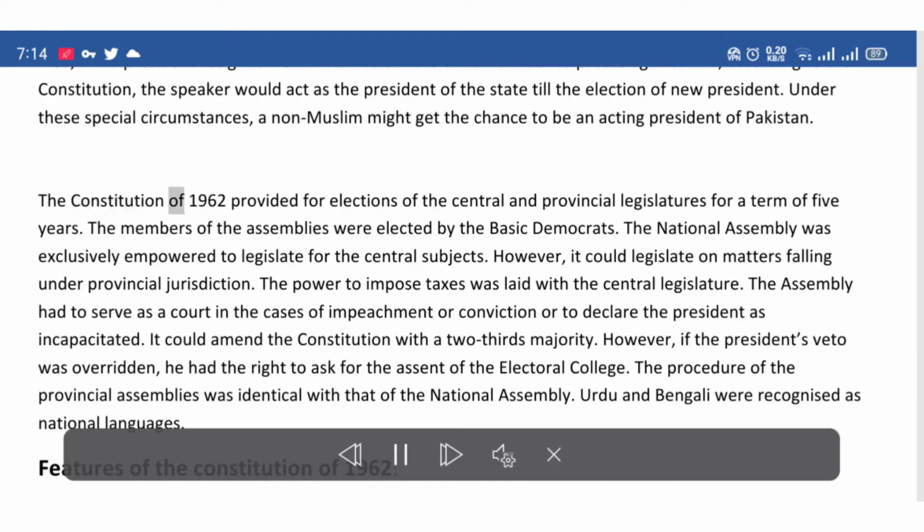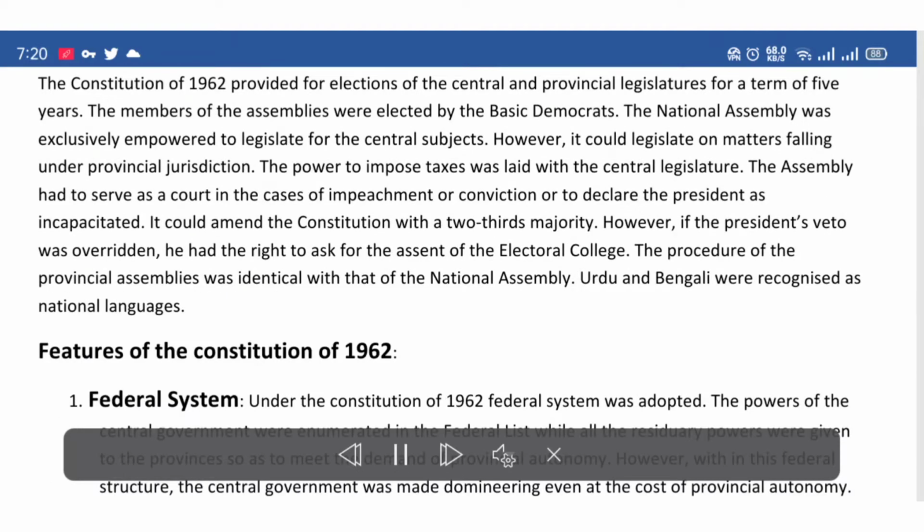The Constitution of 1962 provided for elections of the central and provincial legislatures for a term of 5 years. The members of the assemblies were elected by the Basic Democrats. The National Assembly was exclusively empowered to legislate for the central subjects. However, it could legislate on matters falling under provincial jurisdiction. The power to impose taxes was laid with the central legislature.